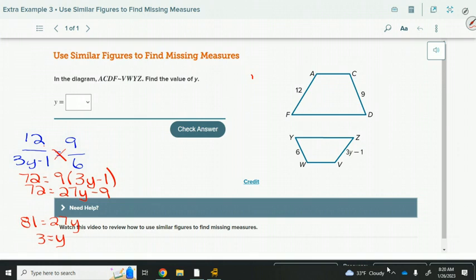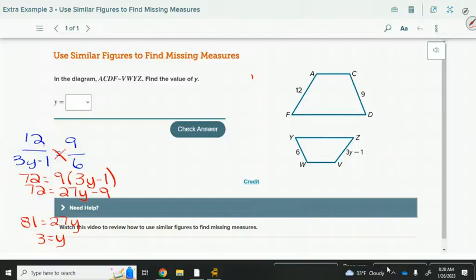So just be careful on how they might flip the picture. So always follow your similarity statement to know what sides go. And then the other thing is always do that distributing when there's more than one thing. So questions you have for me on the algebra part.